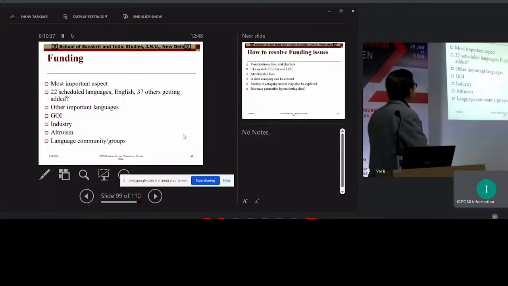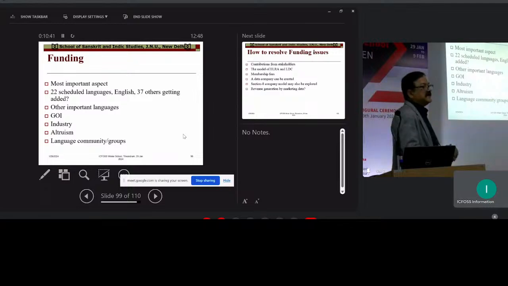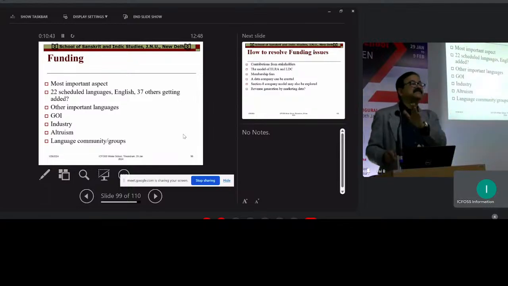Funding is the most important because unless we get a lot of money, constantly flowing money, we cannot go and create a good data set. And that is the biggest issue in a country like India, where funding is not always guaranteed.